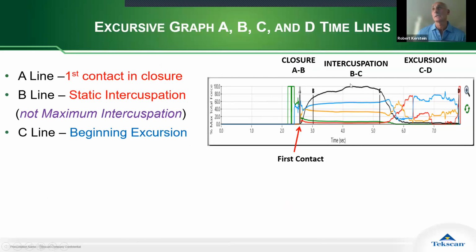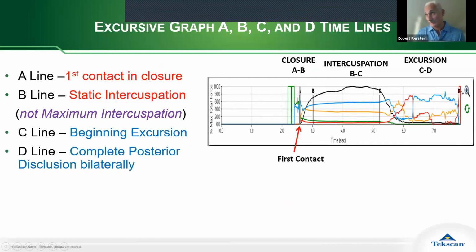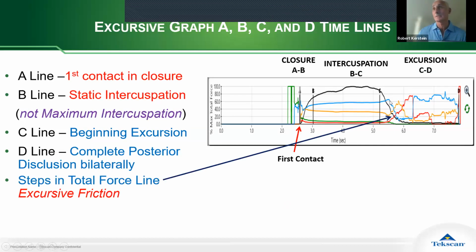The C line is the beginning of an excursion. You see the total force line drops. There's where the excursion begins. And the D line is to be placed where there's complete posterior disclusion. Well, that's where the orange line reaches 0 and the blue line reaches 0. And so D, the C to D time, is the disclusion time.